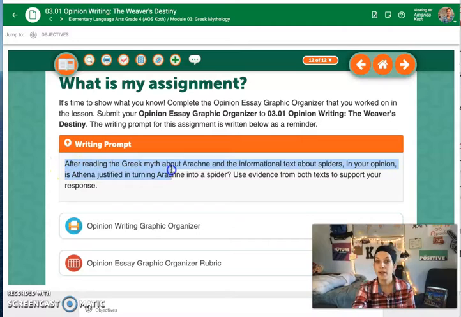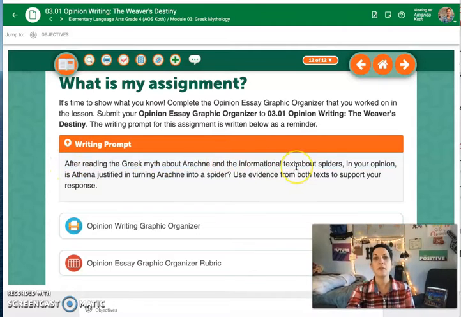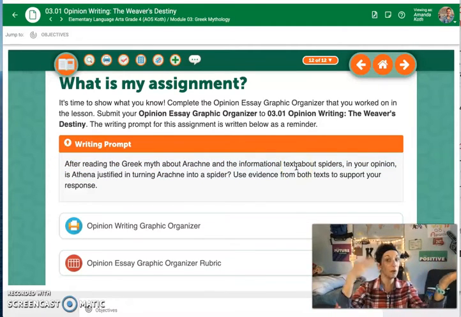So you are reading a Greek myth about Arachne and the informational text about spiders. So one of them is fiction and one is nonfiction. And then you are going to write your opinion piece, and this will take you a couple weeks. Is Athena justified in turning Arachne into a spider? Justified. Someone is justified. That means that they did something for the right reason, that they made the right choice. Okay, so do you think it was right for Athena to turn Arachne into a spider? And you are going to need to use some evidence to support your opinion.